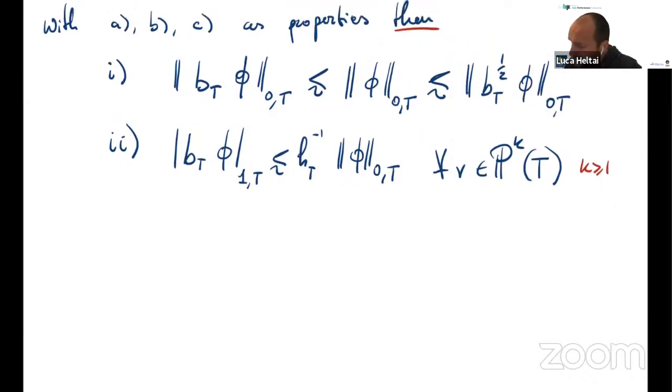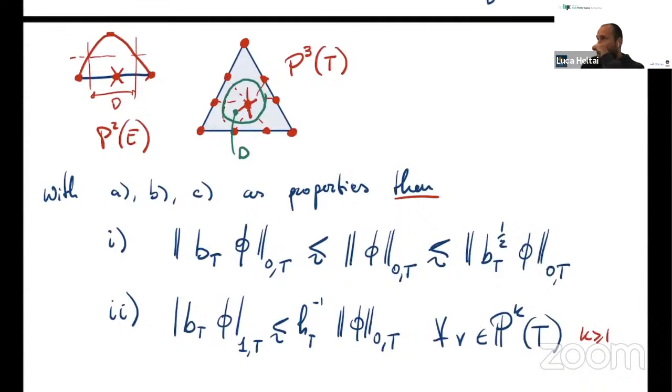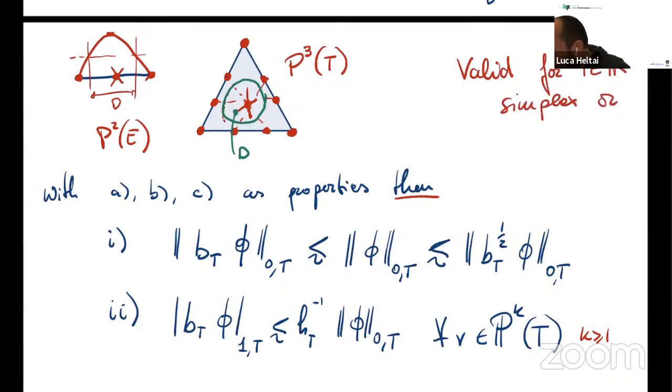So the same thing will apply for faces. However, for faces, we need to do something a little bit more intricate. So you can apply this for T. All these two inequalities are valid for T in R^d, simplex or hypercube, well, hypercube means quadrilateral, hexahedra or segments. Okay.